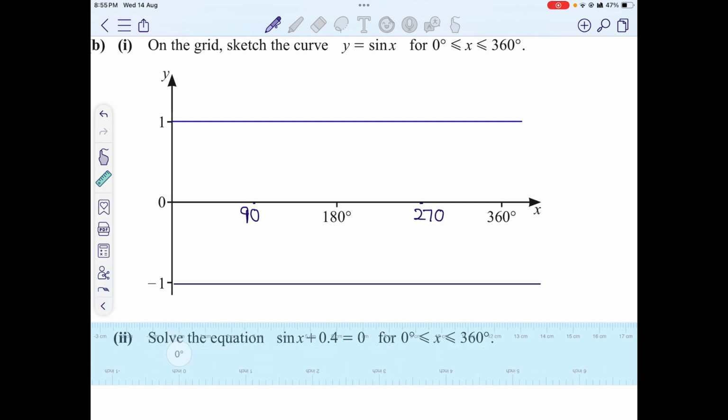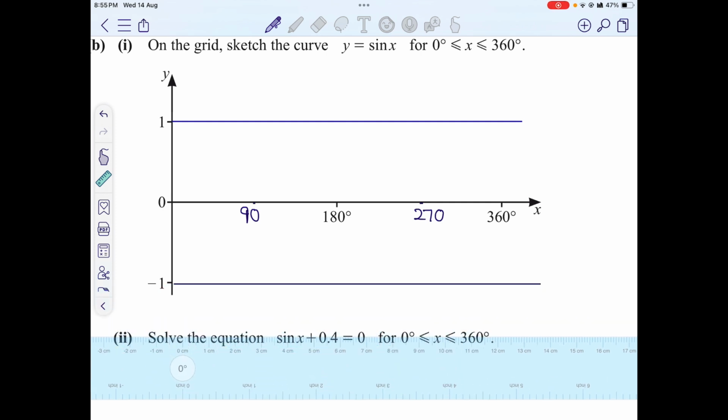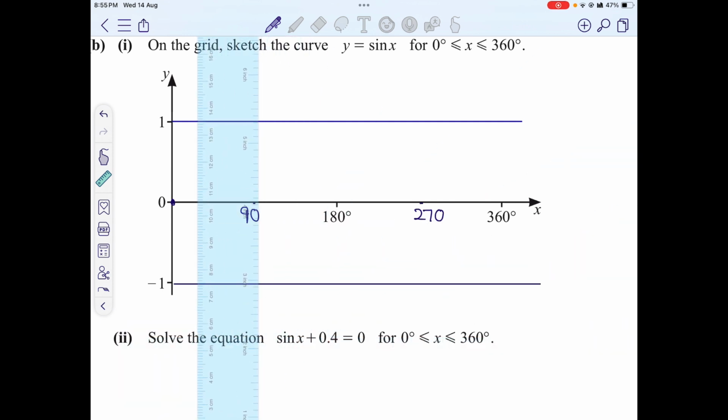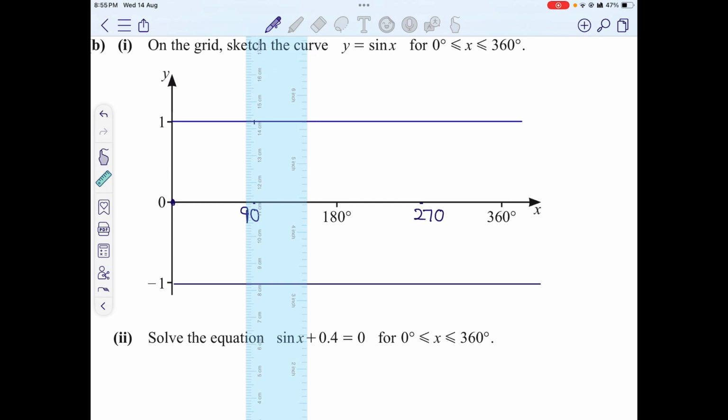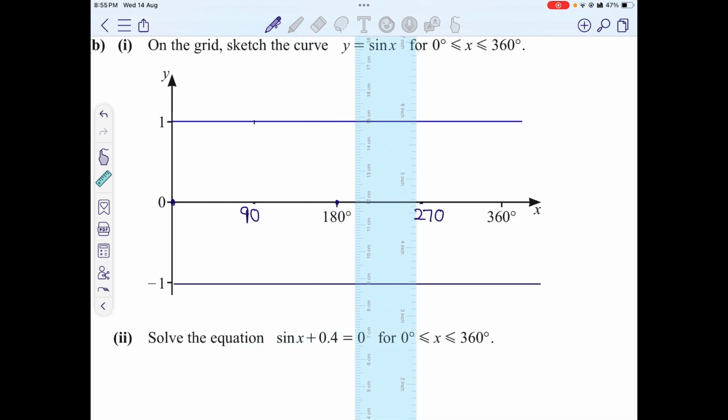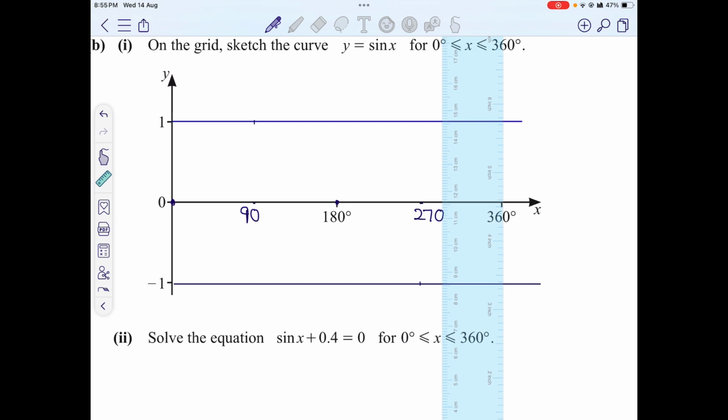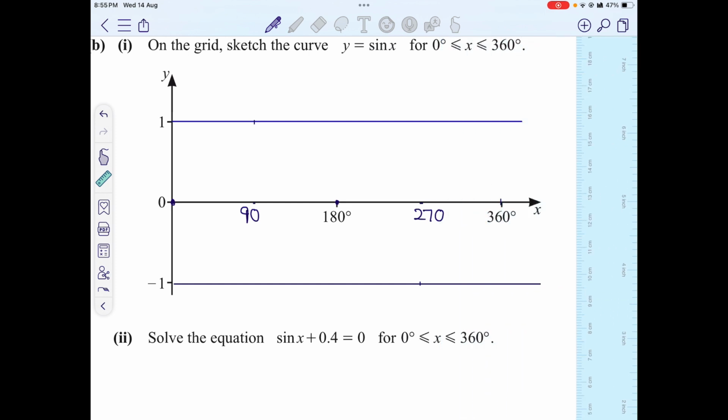You can erase these lines later on. Now sine 0 is 0, sine 90 is 1. I'm just going to use my ruler because I like to keep it perfect. I don't like a graph which does not look neat. Sine 180 is 0. Sine 270 is negative 1. Sine 360 is 0. Now you could save a lot of time by just learning the shape of this graph rather than having to calculate all the sine values.